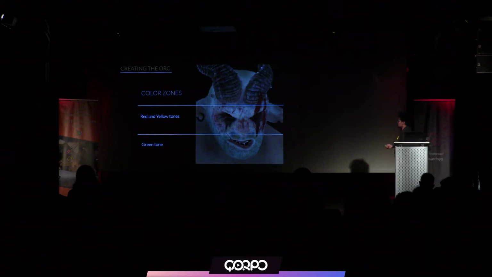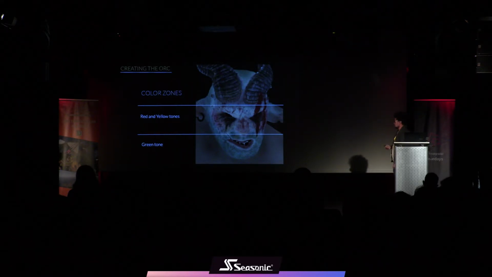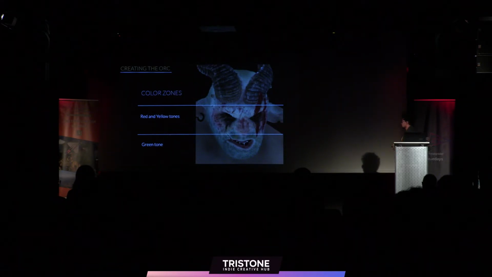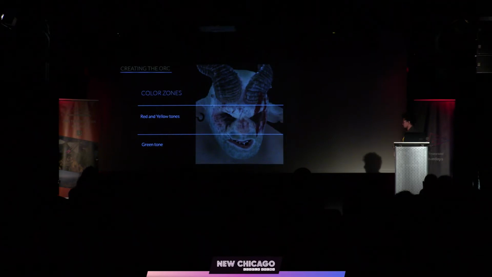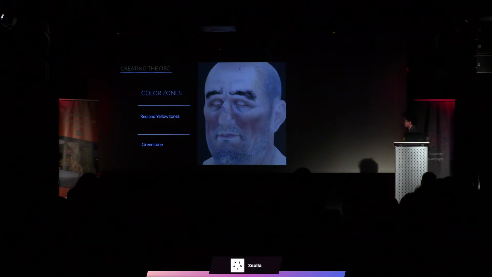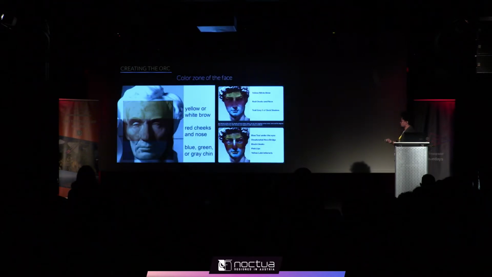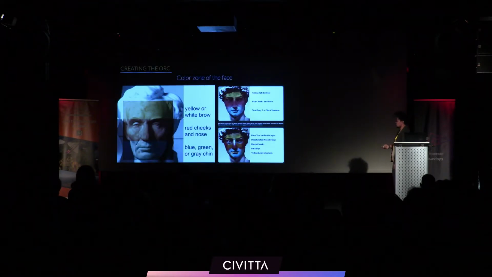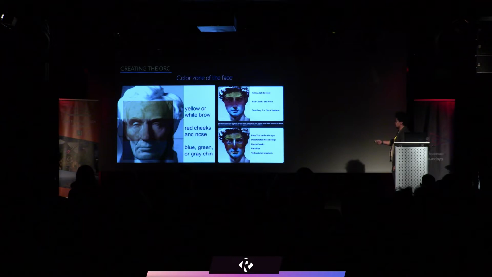And one thing I do, I use color zones on the faces a lot because it brings more realism. I try to paint red and yellow tones around the middle of the face because it shows fat and blood, and green tone where your hair grows or beard. I do it on the stylized faces as well. It just looks more beautiful. And you can find this information on Google. If you look up color zone of the face, you can find more detailed description.